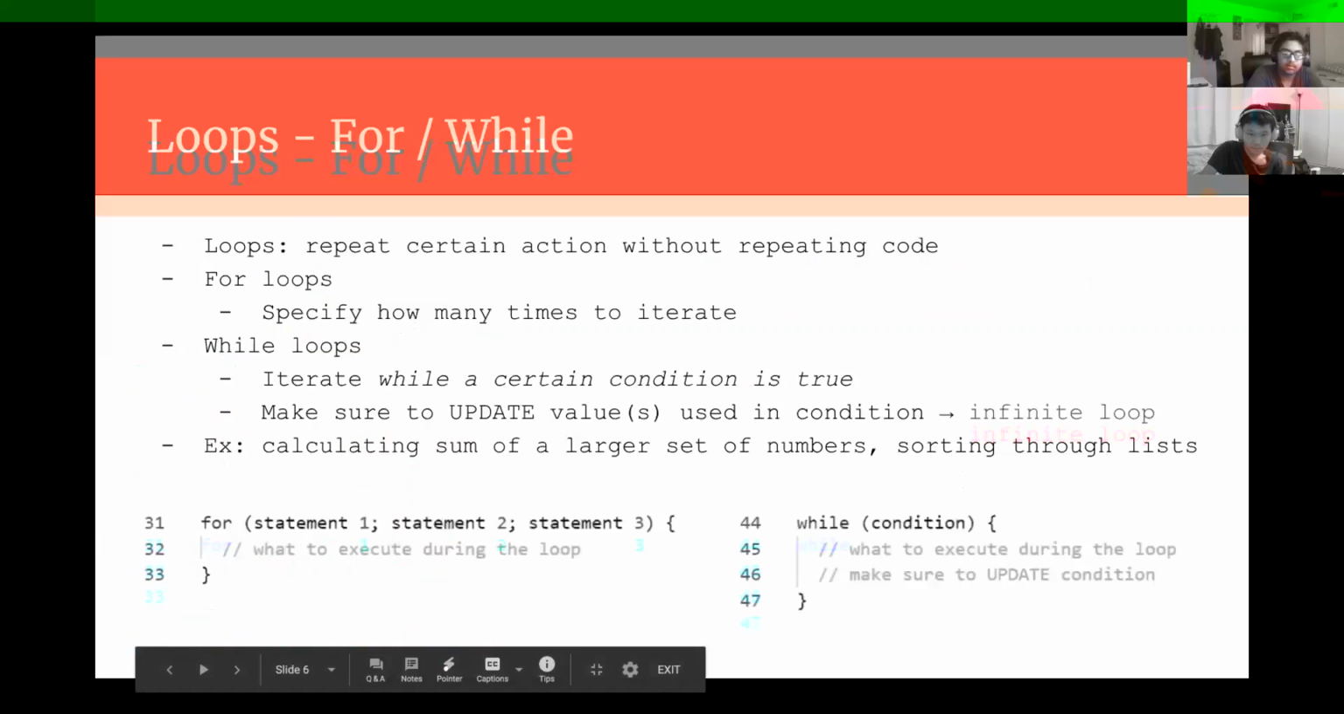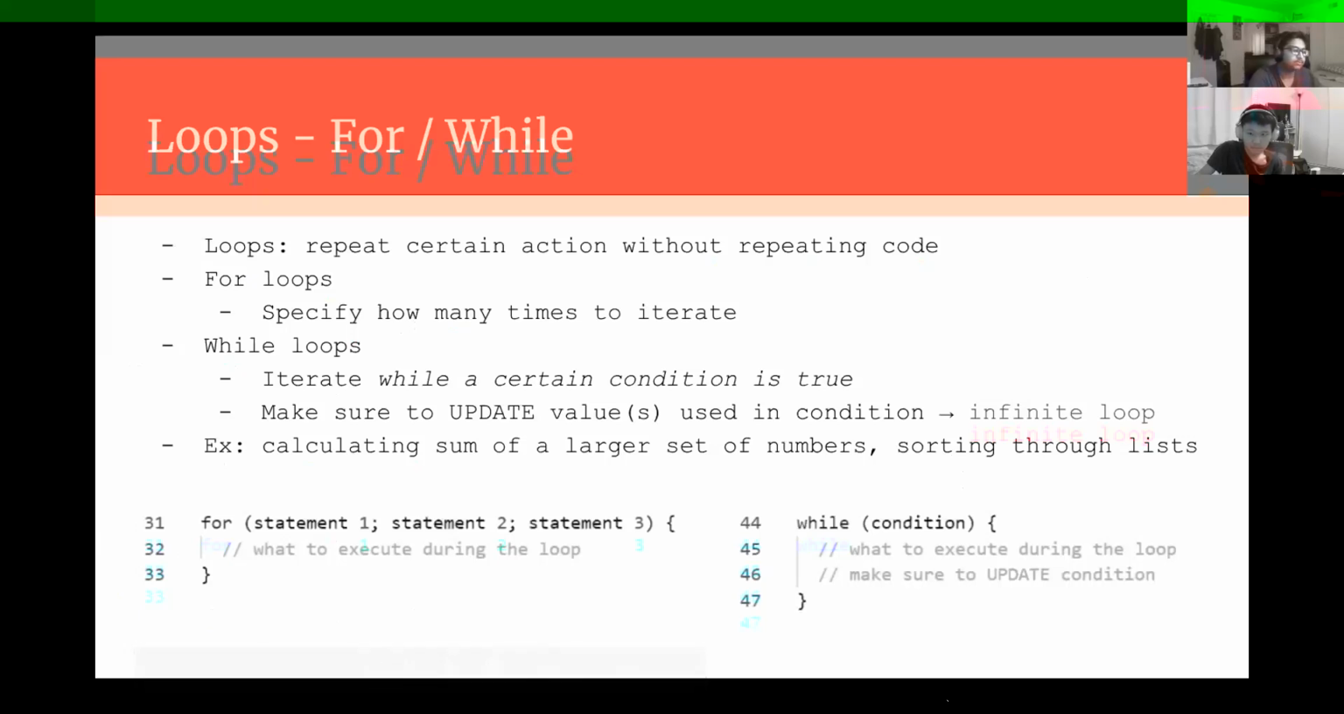Next, we'll talk about loops. These are especially useful if you want to repeat code without actually rewriting it. There are two main ones you should know: for loops and while loops. The main difference is that in a for loop, you specify how many times you want to iterate, whereas in a while loop, it iterates until a certain condition is met.